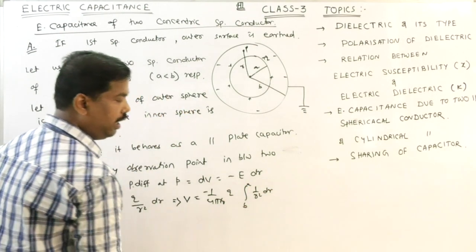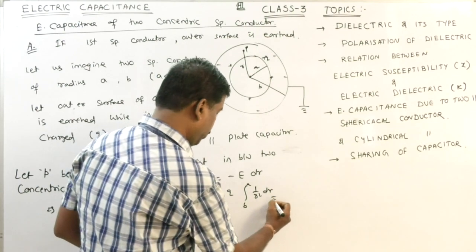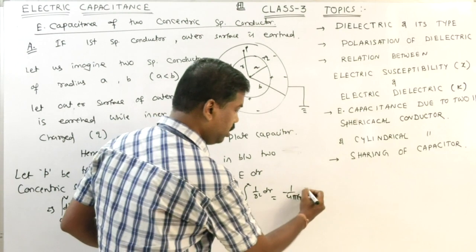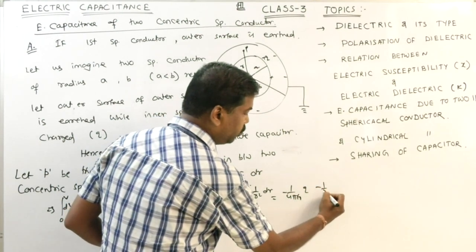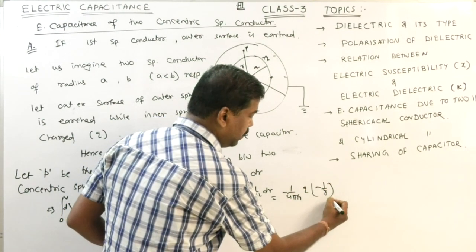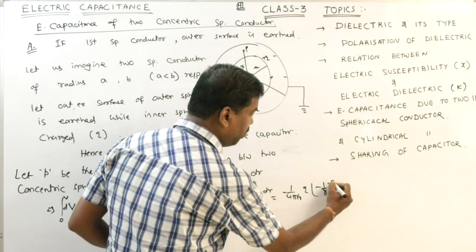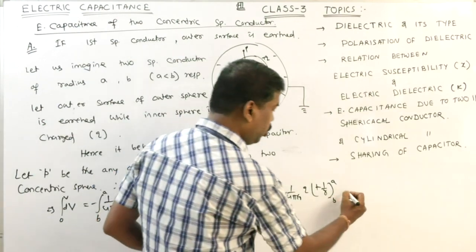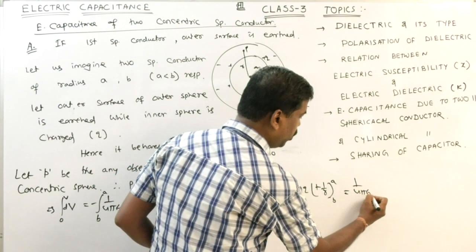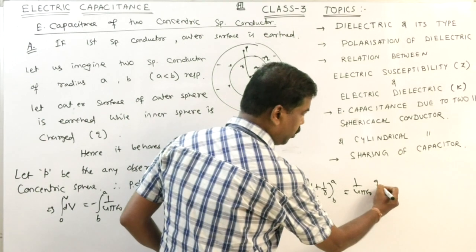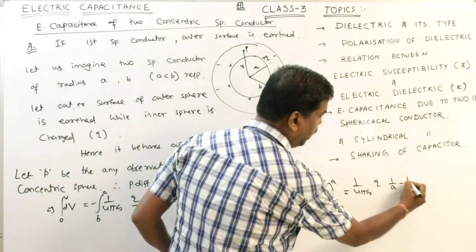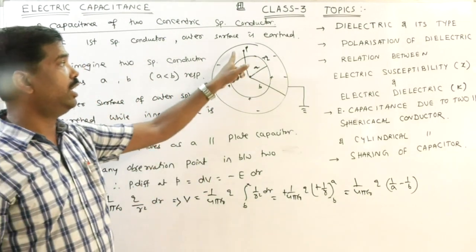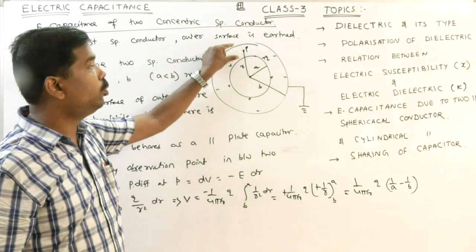B to A is found to be minus 1 by 4 pi epsilon 0, how much? Q times minus 1 by r, the lower limit B to A. The minus signs cancel, and it is found to be 1 by 4 pi epsilon 0 Q times 1 by A minus 1 by B. This is the potential difference in between the two spheres.